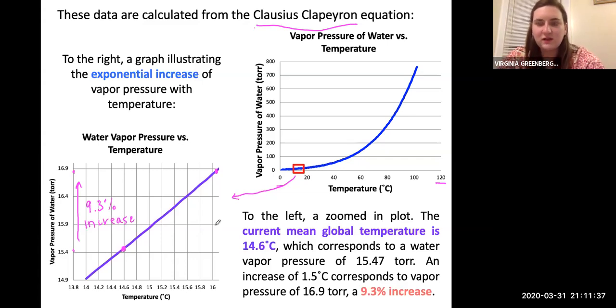So changing the ambient temperature by just 1.5 degrees Celsius results in about a 10% increase in the vapor pressure of water, which will then encourage more of a temperature change, which will then encourage more water to be dissolved.